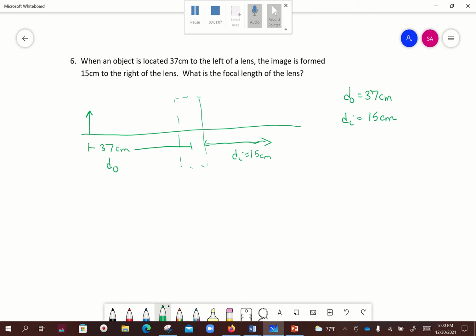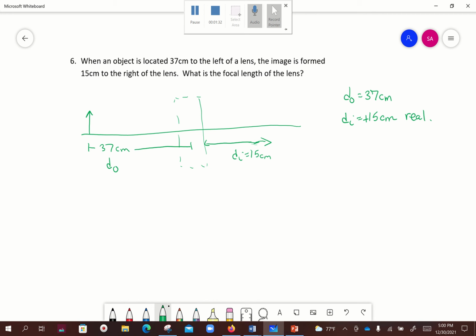And we know DI could be either positive or negative, right? Because an image can either be real or virtual. It can either be positive or negative DI. So do we know which it is? Well, we know that the object's on one side, the image is on the other side. So for a lens, that's a real image. So I'm going to make that plus. So it's real.